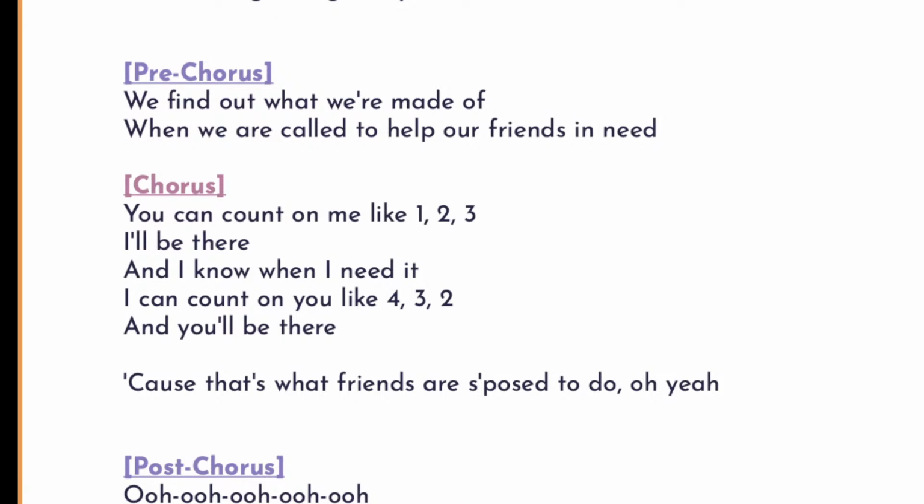You can count on me like 1, 2, 3, and I'll be there. And I know when I need it, I can count on you like 4, 3, 2, and you'll be there. 'Cause that's what friends are supposed to do, oh yeah. 'Cause that's what friends are supposed to do. 'Cause that's what friends are supposed to do, oh yeah. Okay, so that is how the last line ends.